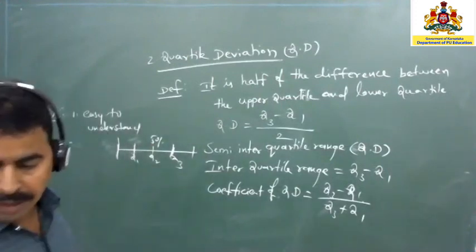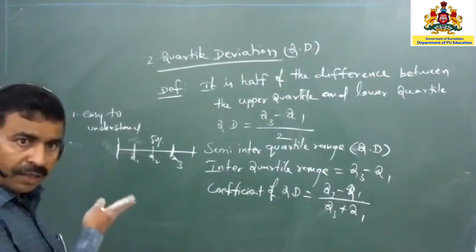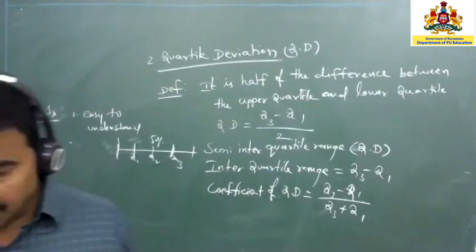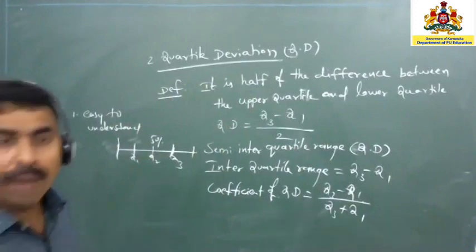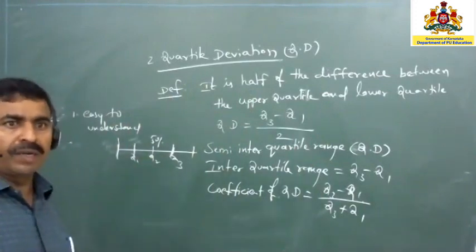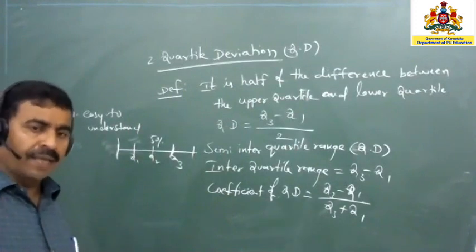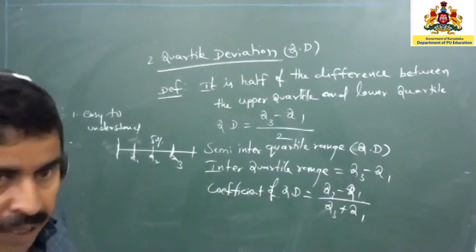Then the demerits: it is not based on all the observations. It considers only some observations, not 100%. Then it is not capable of further mathematical treatment. If further analysis is required, we use other measures, such as mean deviation and standard deviation, mainly standard deviation. Okay.